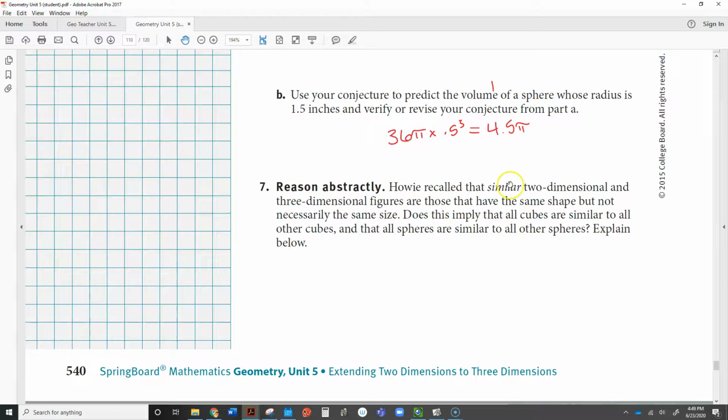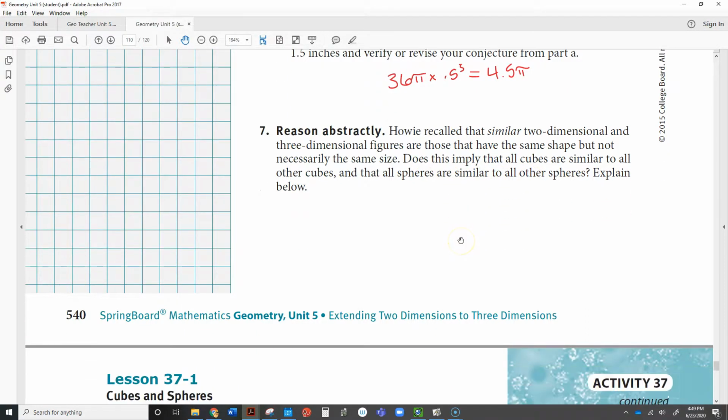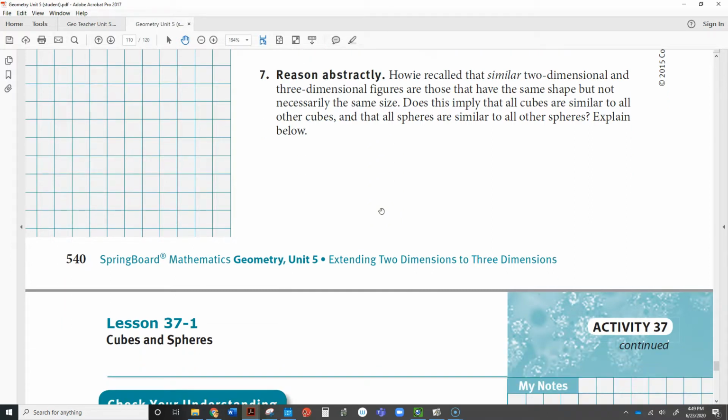Okay, Howie recalled that similar two-dimensional and three-dimensional figures are those that have the same shape but not necessarily the same size. Does this imply that all cubes are similar to all other cubes? Yes. And does this imply that spheres are similar to all other spheres? Yes. Because there's only one dimension. So if you change one dimension, you're changing the length, the width, and the height. So they're going to be proportional. A sphere only has one dimension. So if you change the radius, it's going to be dimensional.